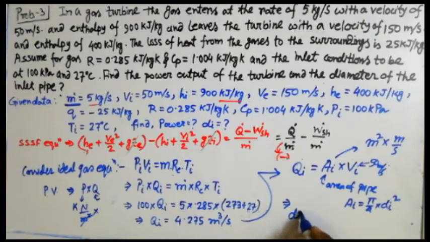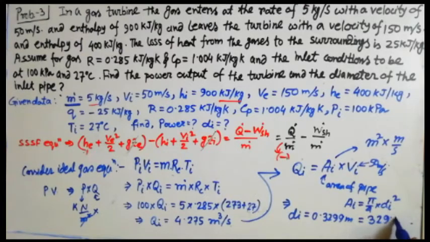From there you can get the value of di. It will come to 0.3299 meter. So in terms of millimeter, it is a big value, 329.9 millimeter. That is the inlet diameter of the pipe, or it can be written approximately as 330 millimeter. That is the diameter of the pipe inlet.